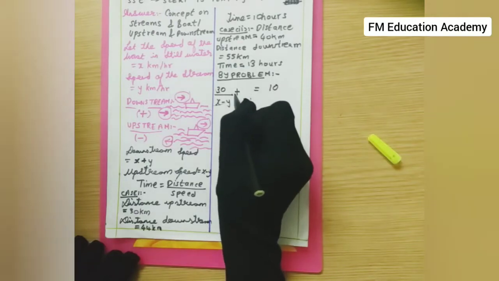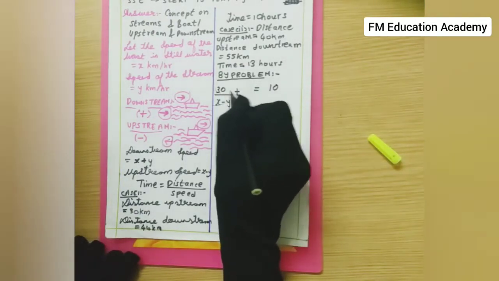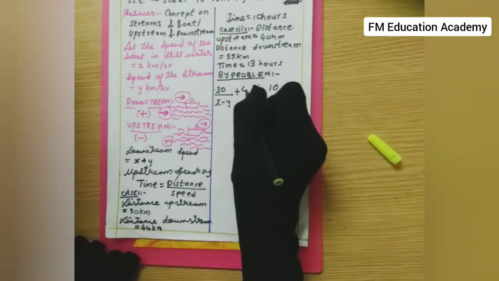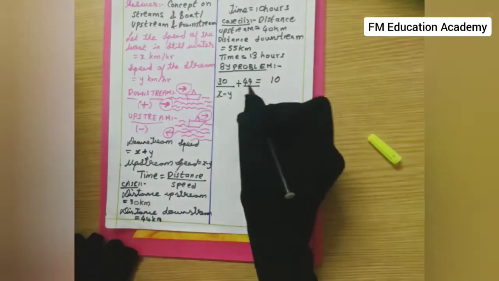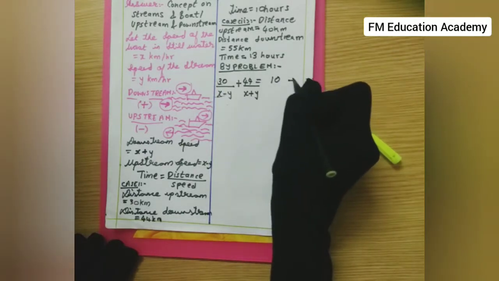Now when I add 30 kilometer plus 44 kilometer, I'm getting 10 hours. That is why I should write plus, because together it is taking 10 hours. Okay. So next is 44 kilometers, but the 44 kilometers given is for downstream. I know the downstream speed is x plus y. So this is my first equation basically.